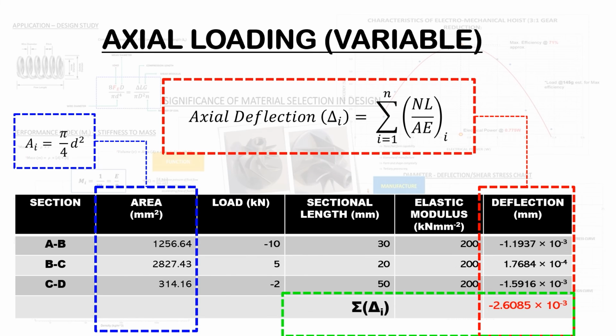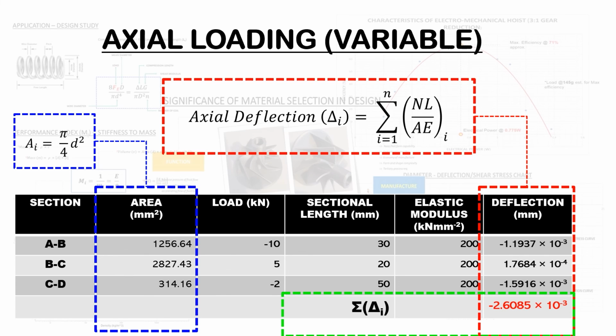We've also been given the geometric data relating to the length of each section. Section AB is 30 millimeters, section BC is 20, and section CD is 50. Because the material is homogeneous throughout, the elastic modulus will be the same, thus 200 GPa if you're working on the basis of meters. If you're working on the basis of millimeters, that needs to be converted to kilonewton per millimeter squared. Using the axial deflection equation, these are the results that we obtain.